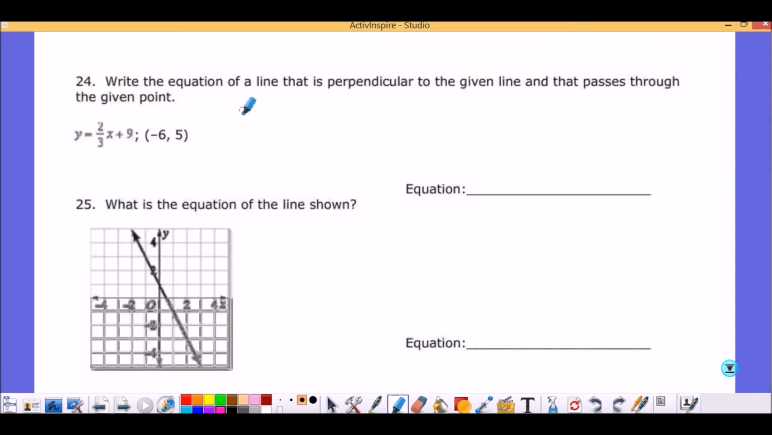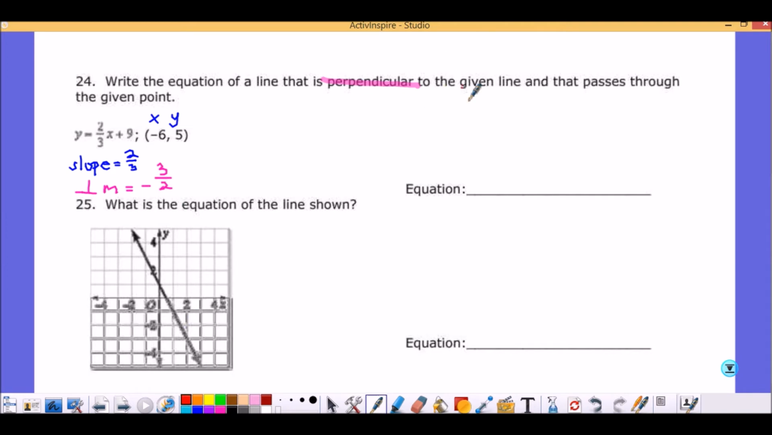Problem number 24, write an equation of a line that is perpendicular to the given line that passes through the point. So the first thing I know is this is my x, this is my y, and now I need to find my slope. So the slope is 2/3, but this time I need a perpendicular slope. So remember, this is the symbol in geometry. Perpendicular slope would be the opposite, which is now negative, and the reciprocal, which is now a flip.